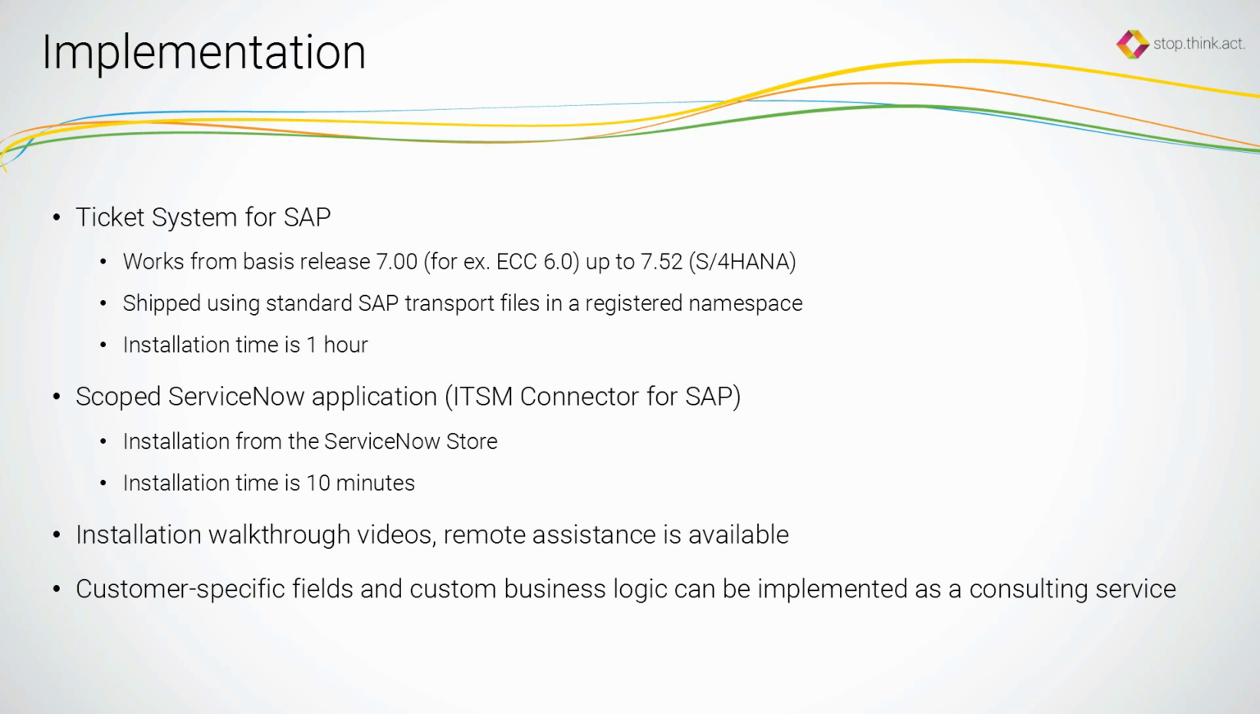The next slide is about the implementation. So you can see that the product works with very old SAP releases until the latest S/4HANA releases. So all you need is a NetWeaver based SAP system with a basis release of 7.00 or later. That's basically the release which ECC 6.0 was introduced with 15 years ago. We ship the product using standard transport files, so that's what you have to import. All our objects are in our own registered namespace, as we are SAP application development partners. Net installation time is about 1 hour.